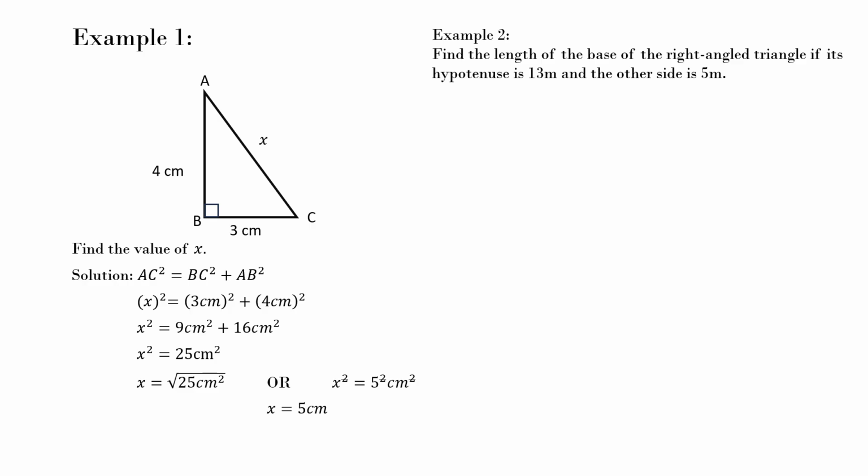We move to the second example. Second example says find the length of the base of the right angle triangle if its hypotenuse is 13 meters and the other side is 5 meters. So in this case, please draw the triangle first. Label what you are given. And then the side which you don't have, put X or Y. Then that's when you will be able to know which side you are solving.